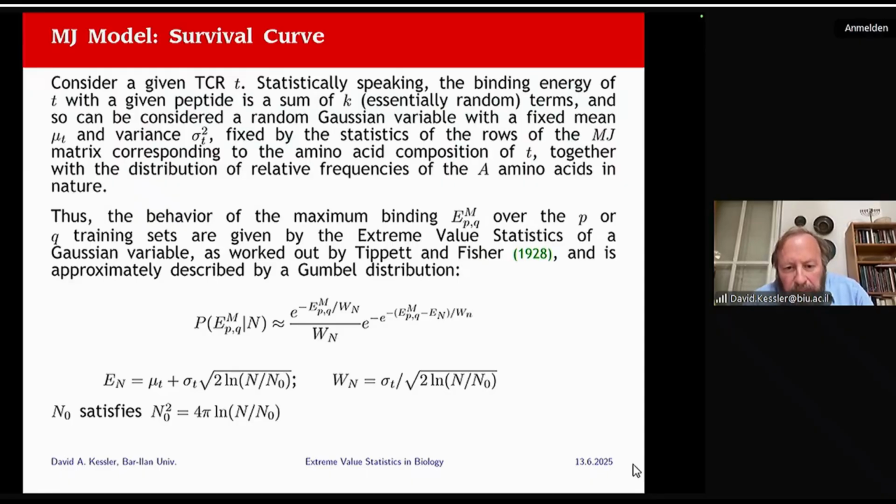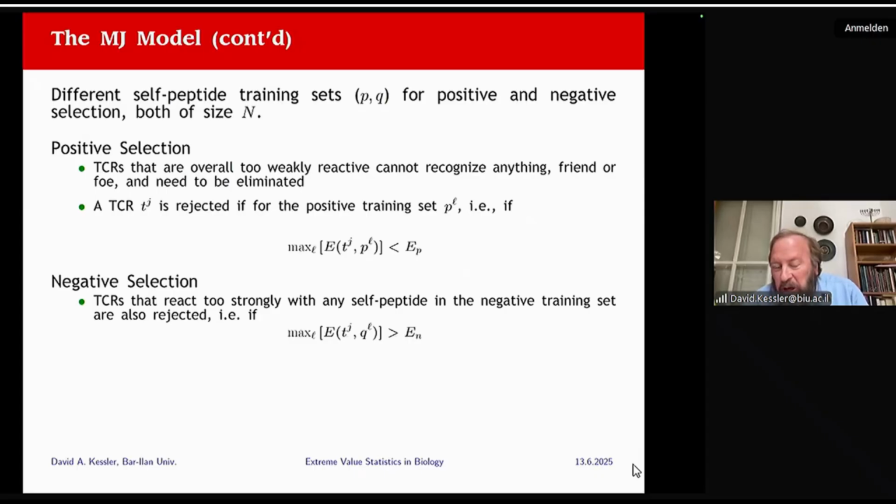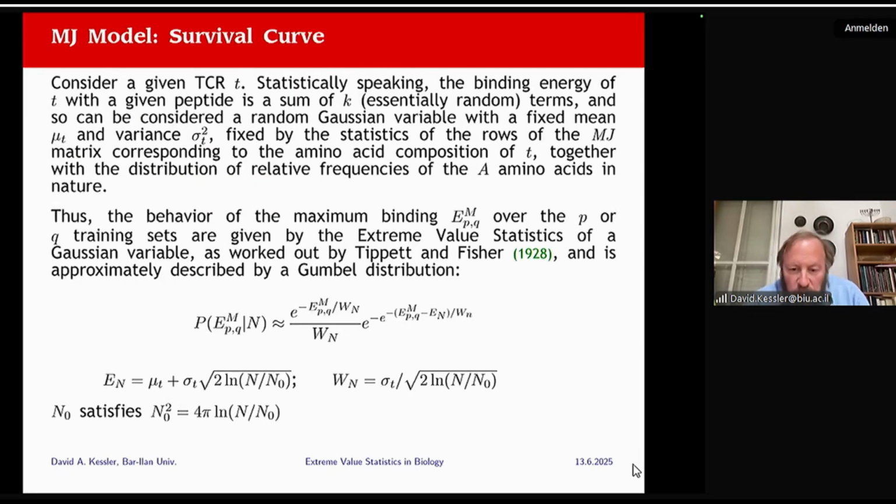And okay. So now what we need to do, as we saw here, is calculate the probability, the distribution of the max of the energies with the positives and the energies with the negatives, and we want it to be between these two limits, E_P and E_N. So this is just the maximum value of a Gaussian distribution over either the P or the Q training sets, given by the extreme value statistics of a Gaussian variable.